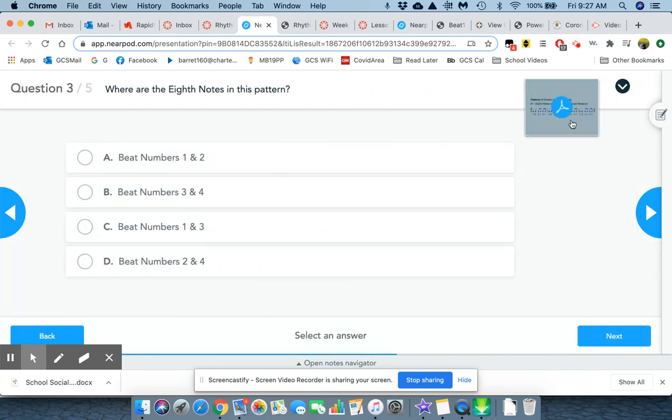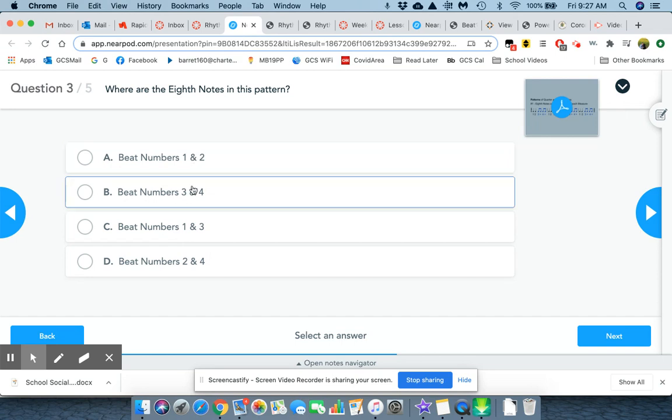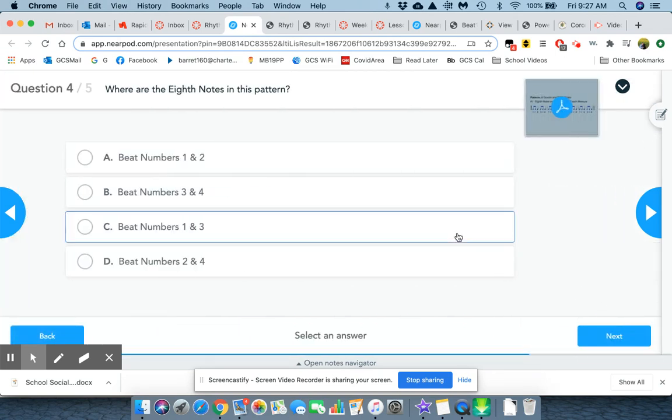And then we're looking at the next pattern, where the eighth notes, where the fast notes are. So I'm looking right here, and I see, never mind these words, that should actually say 3 and 4. But right here we have 3 and 4 is where the blue eighth notes are. It's not 1 and 2. There's 3 and 4. Click 3 and 4. Click next, go to the next one.